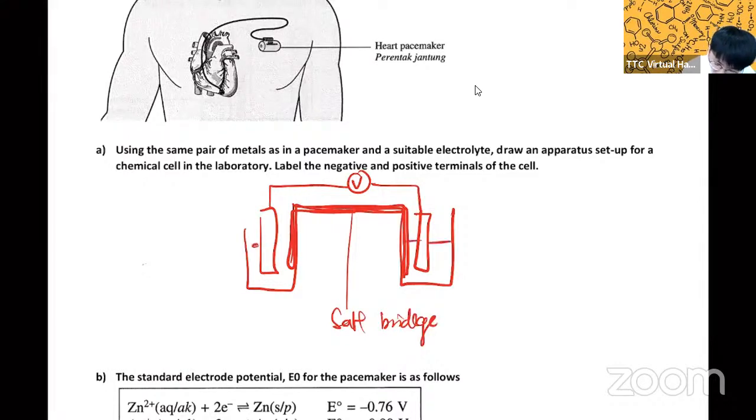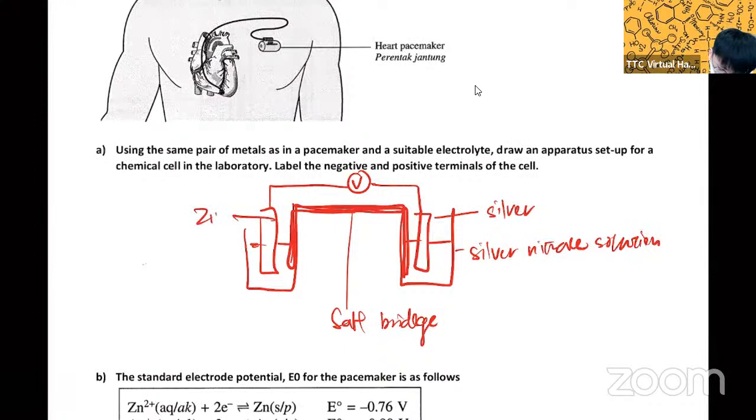And then immerse into solution. So if it's silver, it should be silver nitrate solution. If it's zinc, it'll be a zinc nitrate solution.